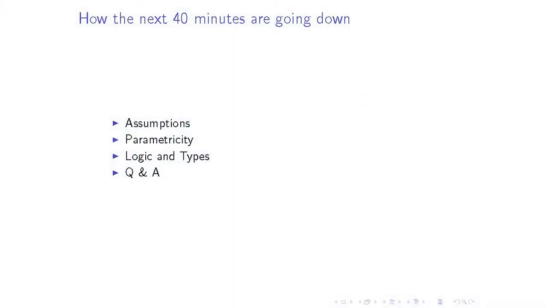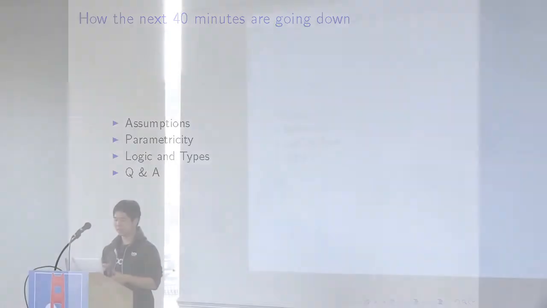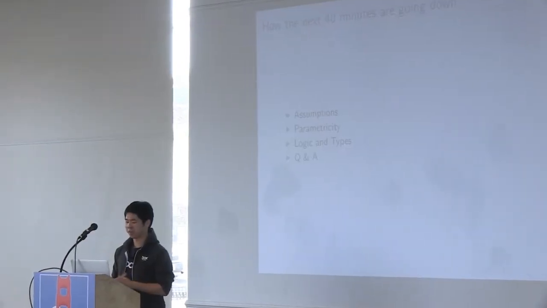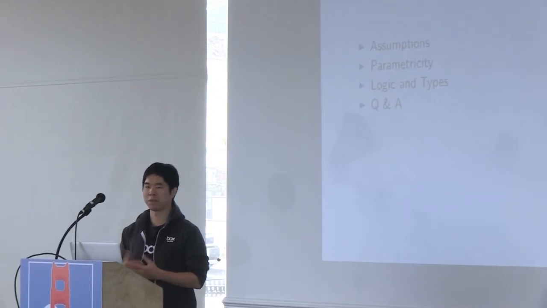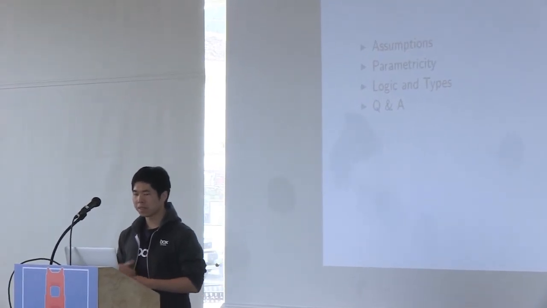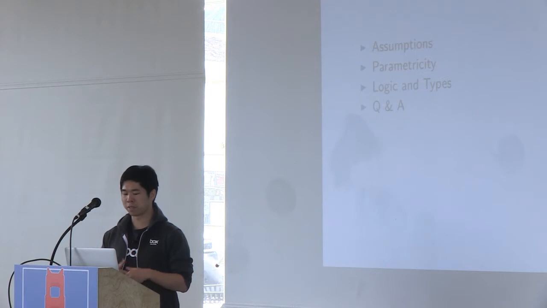So here's how I envision the next 40 minutes are going to go down. I'm going to first talk about some assumptions. Scala is a very flexible language. It allows us to write code in various different ways. So I'm going to lay down some ground rules about how we're going to approach our Scala development for the duration of this talk. Then I'll move into the first part of my talk, which will be on parametricity.